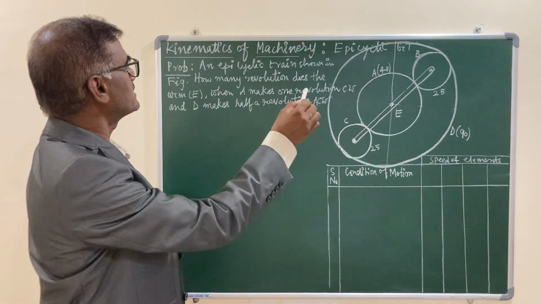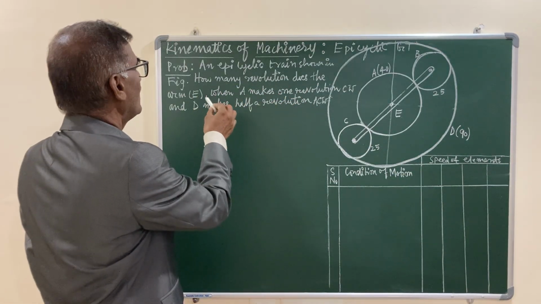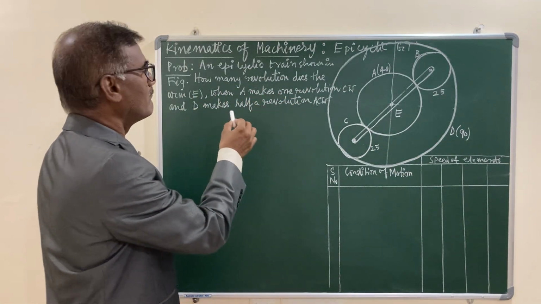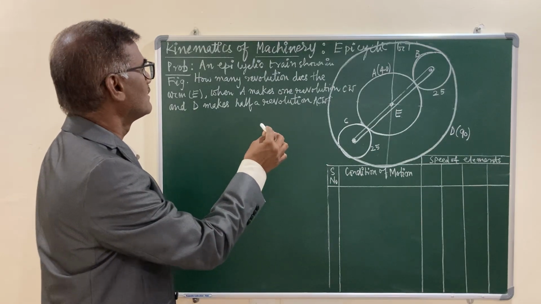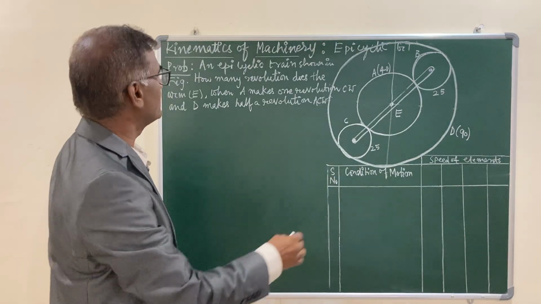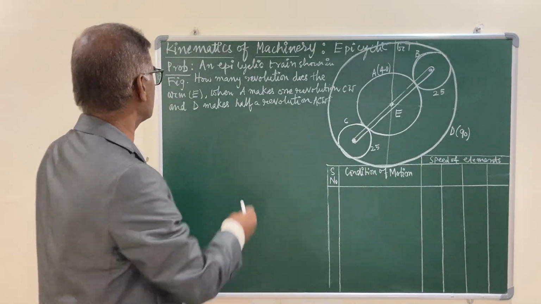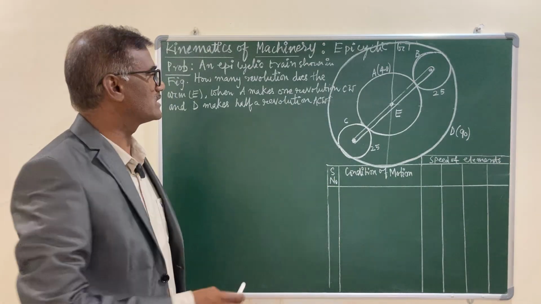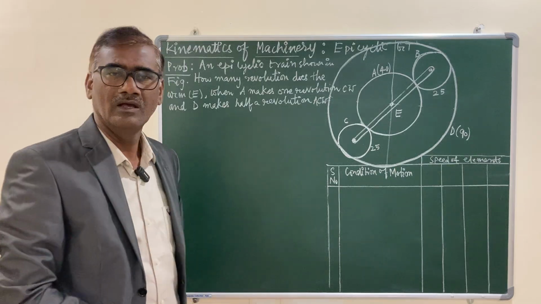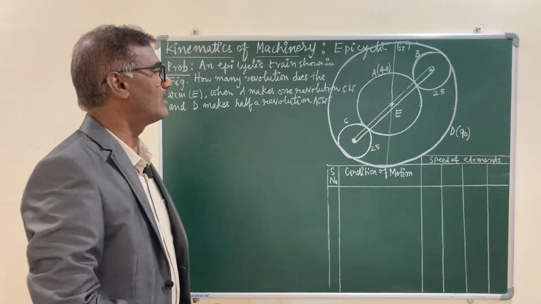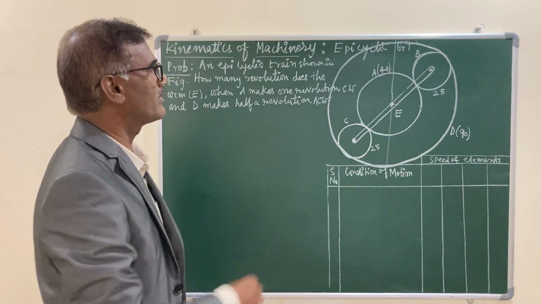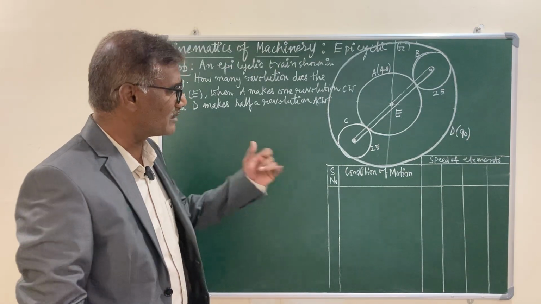For an epicyclic gear train as shown in the figure, how many revolutions does the arm E make when A makes one revolution? A makes one revolution clockwise and D makes half a revolution anti-clockwise. This is the given condition. According to this, he is asking the speed of the arm, and this particular problem we will be solving by the tabular method.